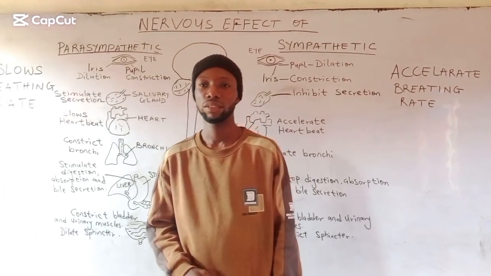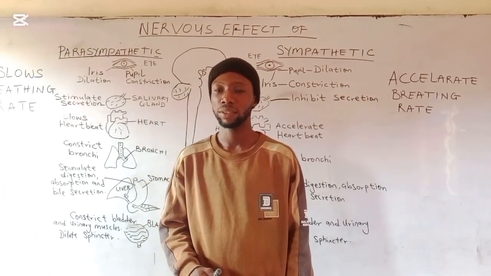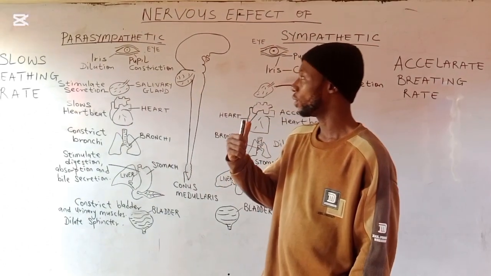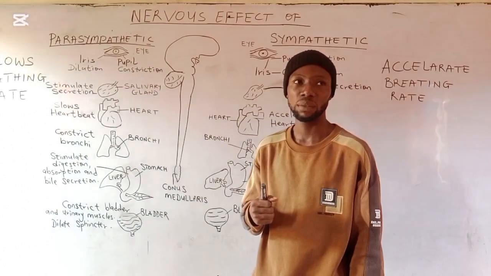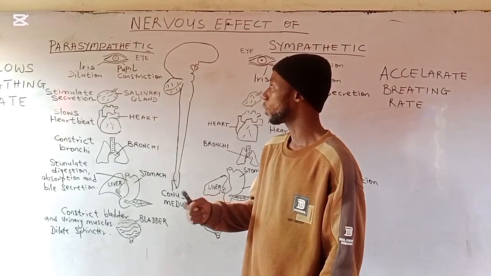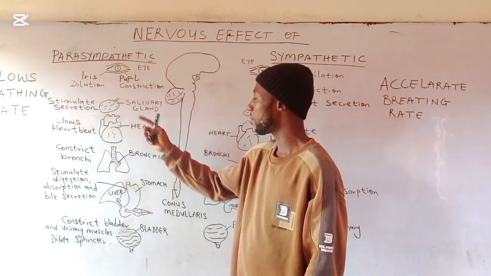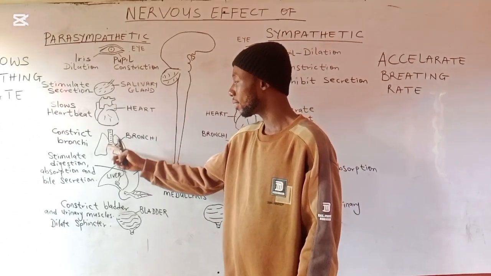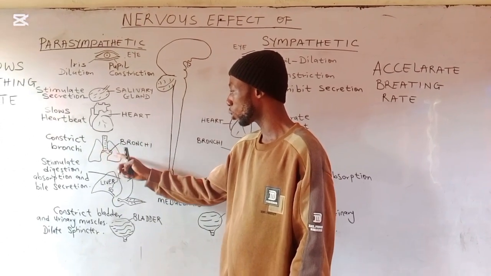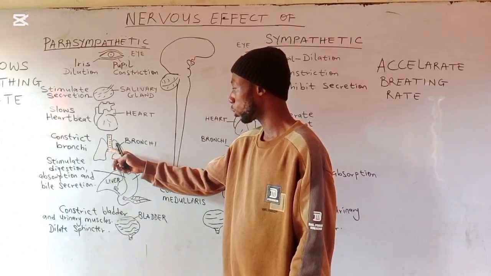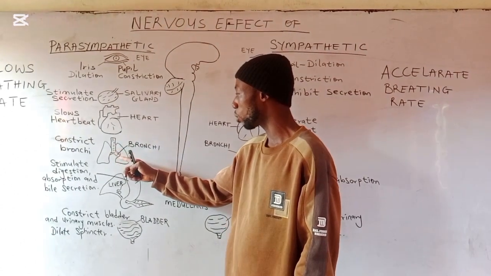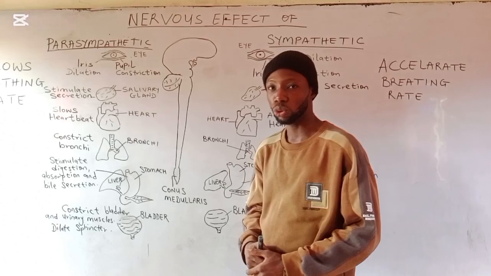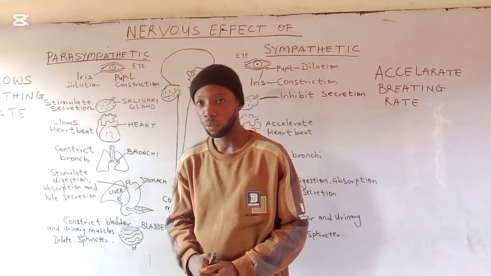Dear students, today we are going to look at some of the sympathetic and parasympathetic effects on different organs in the body. The organs include the eye, the salivary gland, the heart, the bronchi. This is the airway structures. The structures of the airway are the trachea, the bronchi, and the lungs, but we are basically going to talk about the effects on bronchi.